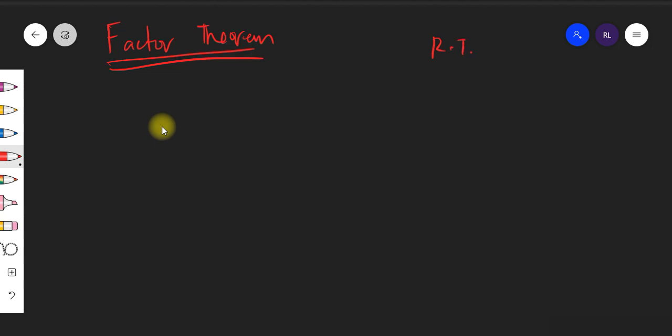Remainder theorem tells us that if we have a polynomial p of x and we divide this by a linear divisor, which is x minus c, we're going to have a remainder. That's why it's called remainder theorem, because it gives us the remainder. Our remainder will just be evaluating the polynomial at x equals c.